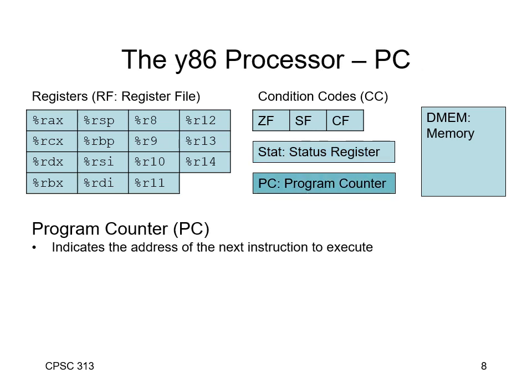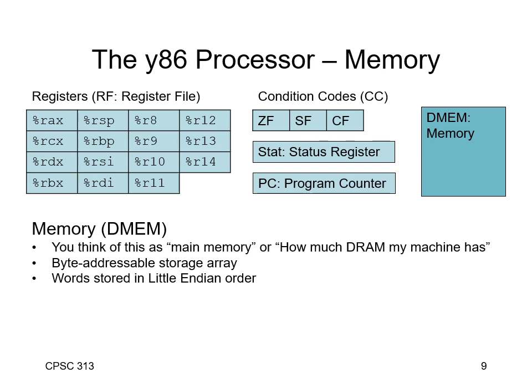Next, we have the program counter, which tells you what the next instruction is that you're going to execute. And finally, we have main memory, referred to as DMEM in the book, and you can think of this as the DRAM in your actual computer.